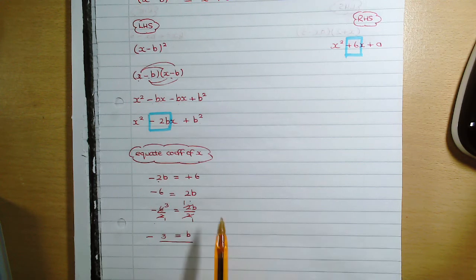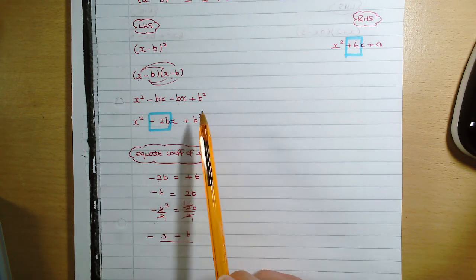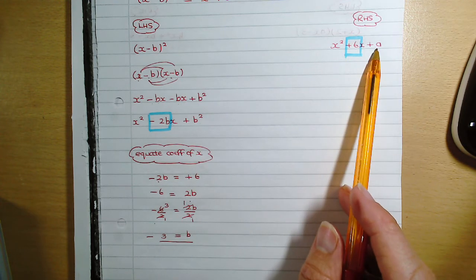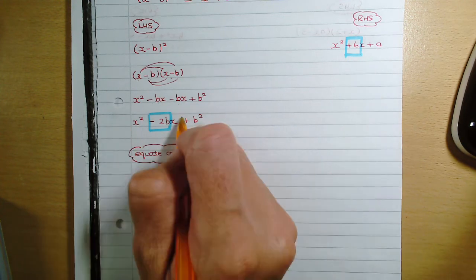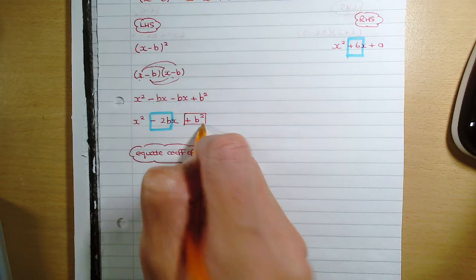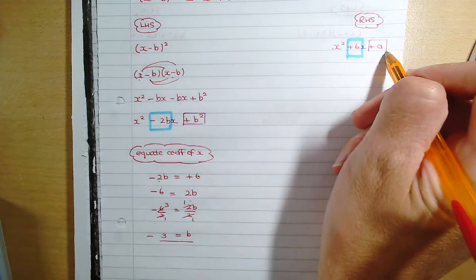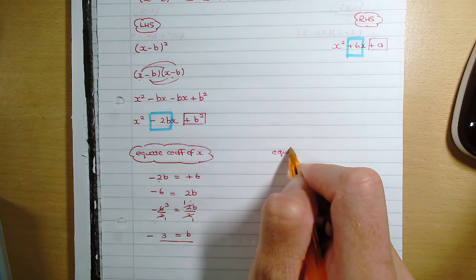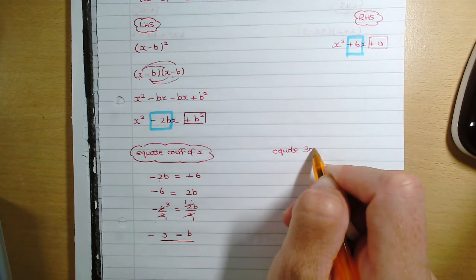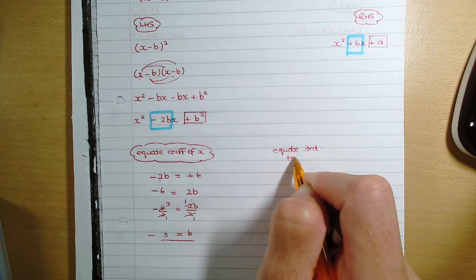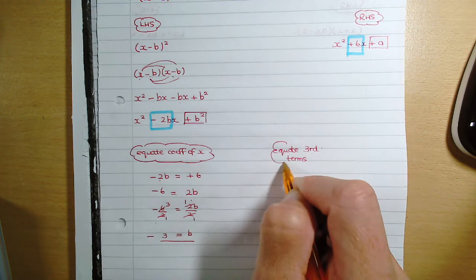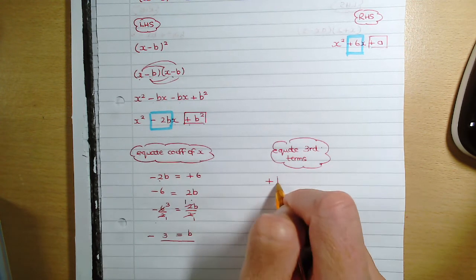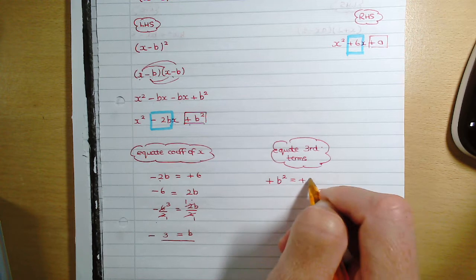Now we need to work out what a is. So again, if you go to the third term in each side of the identity, those terms have to be the same. So we're going to equate the third term in each side. In other words, set them equal. So plus b squared is equal to plus a.